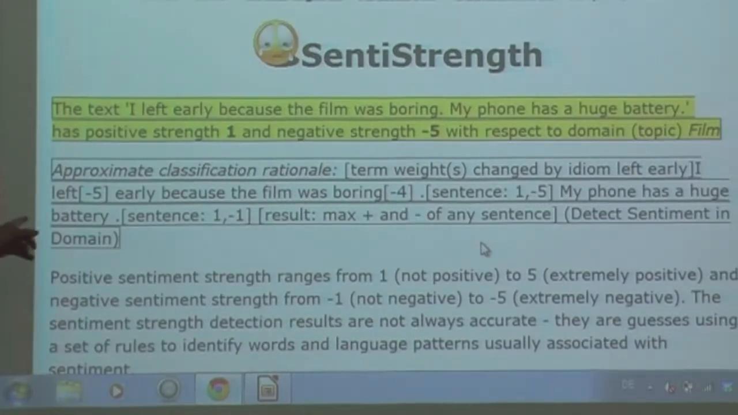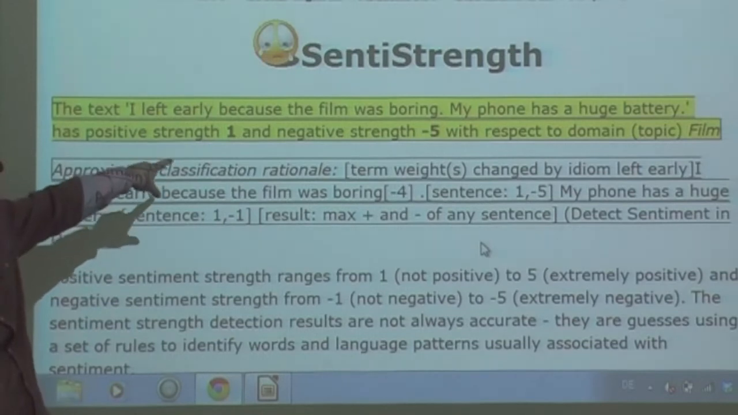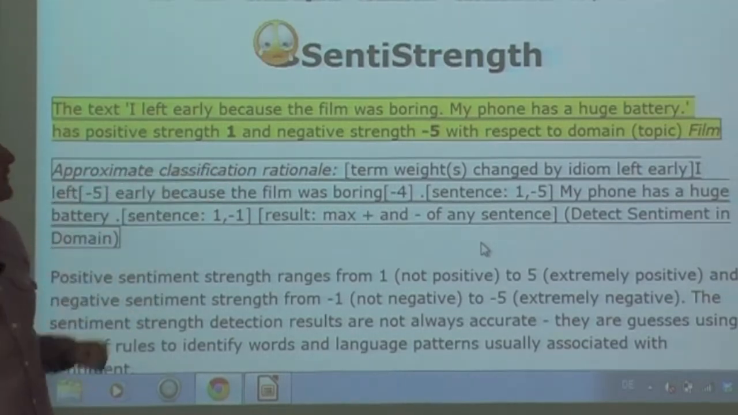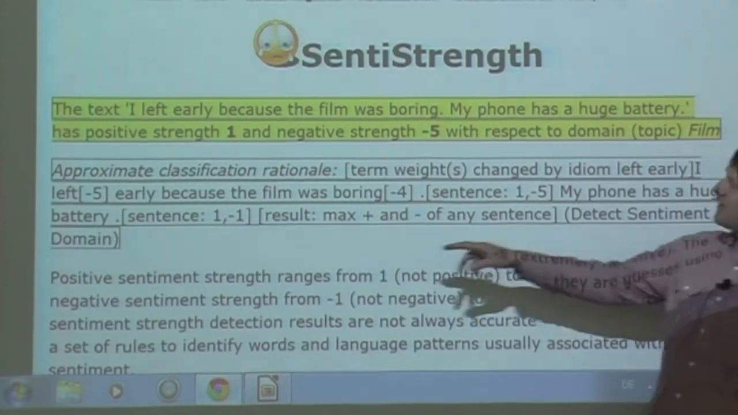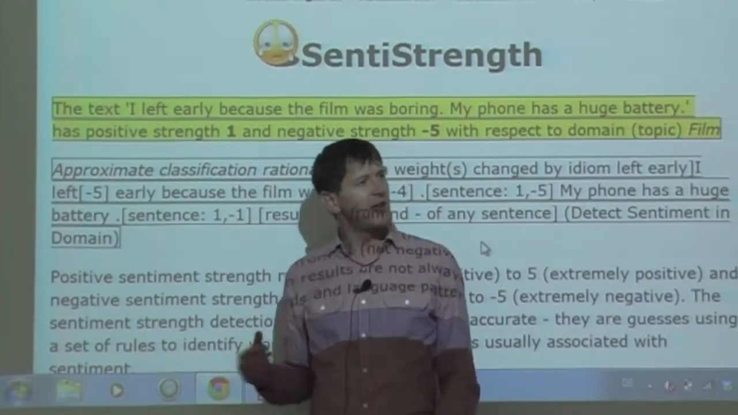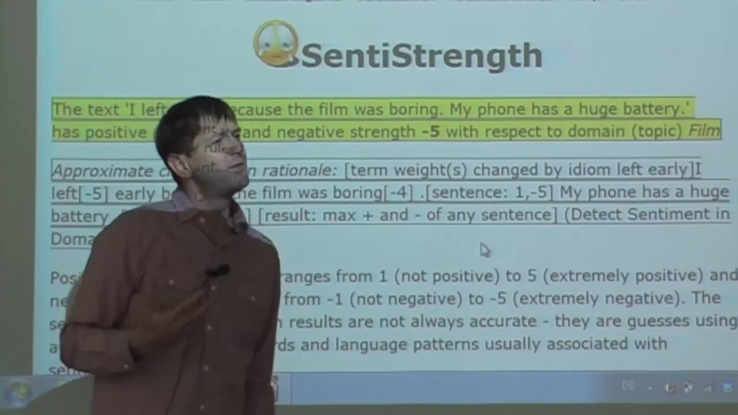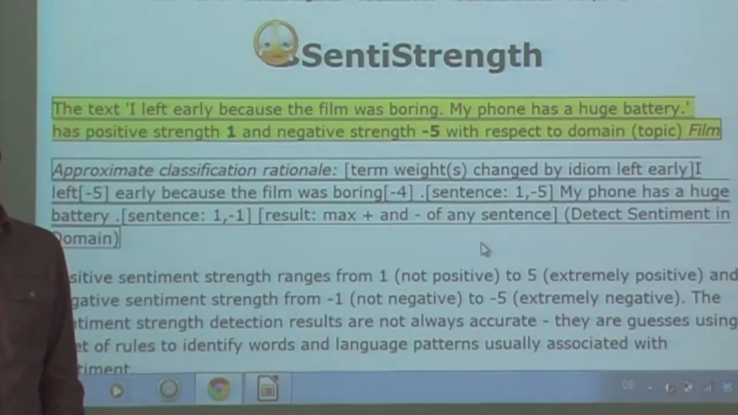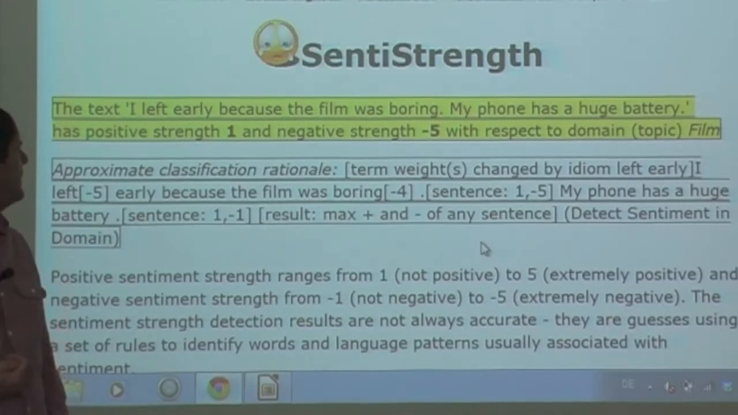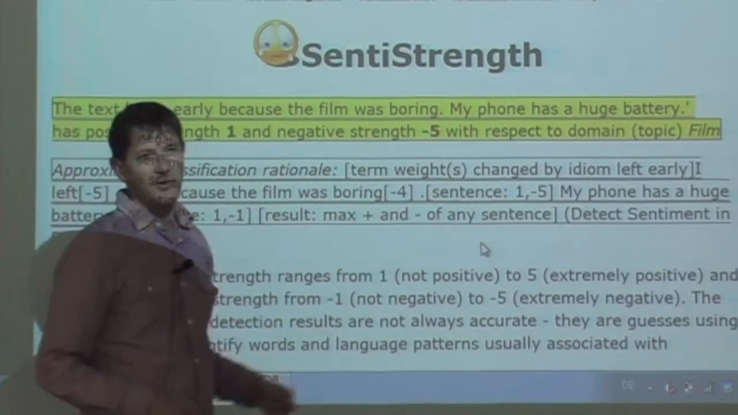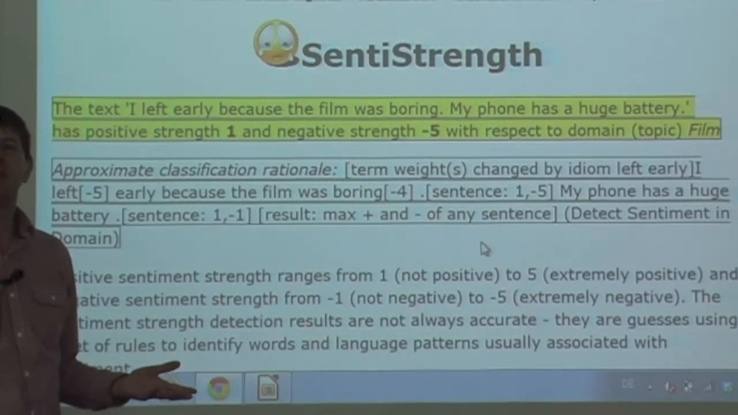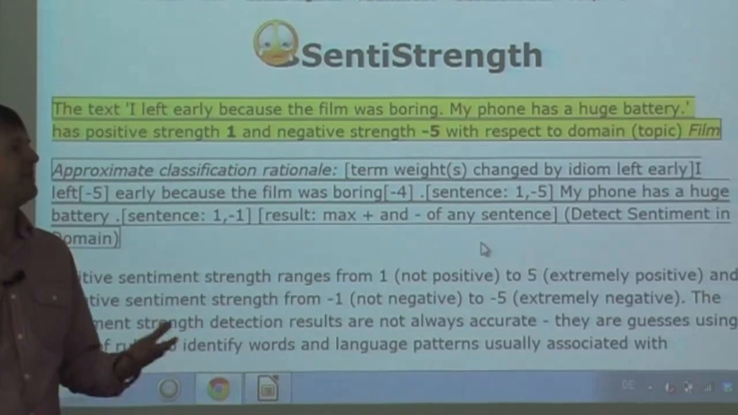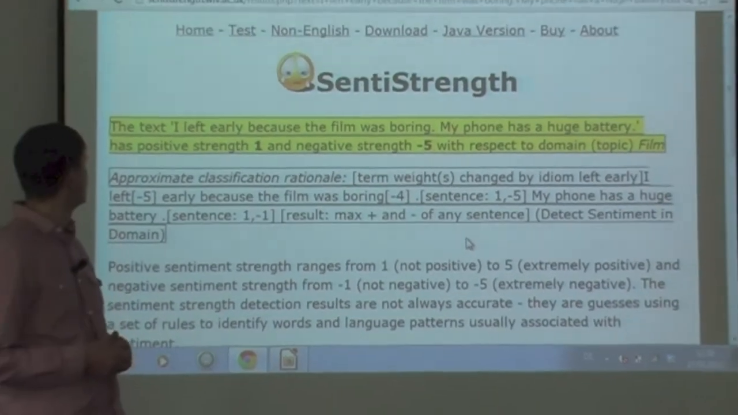okay, so this gets a score of +1, so nothing positive in this, -5, so the most negative score possible, and it gets a score of -5 for the phrase left early. So left early is an idiomatic phrase for film reviews. So if you put left early, then you get a -5 score. And boring also gets a -4 score for a discussion of films, whereas in normal text, boring might be a -2 or a -3. But for a film, boring is very negative.